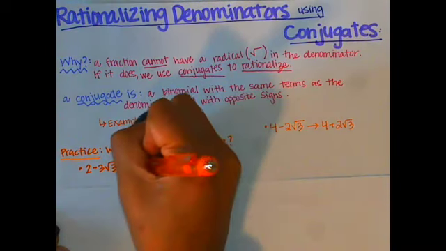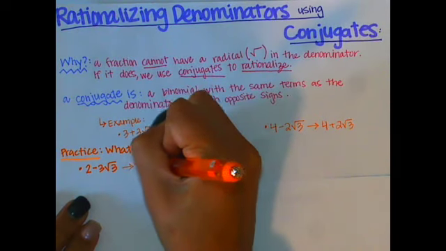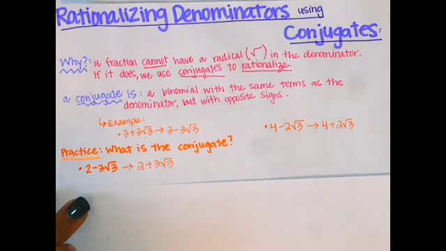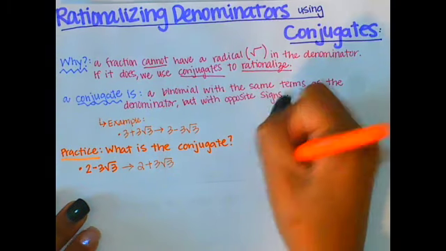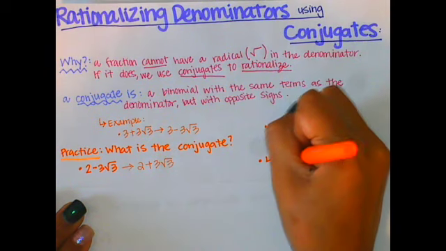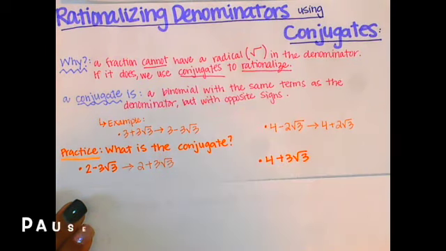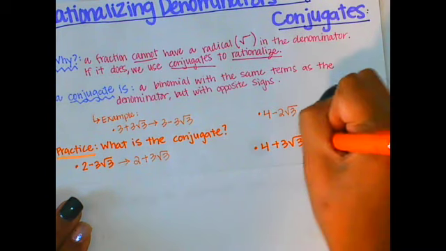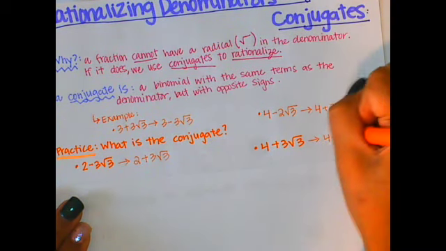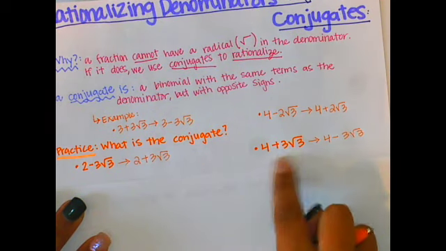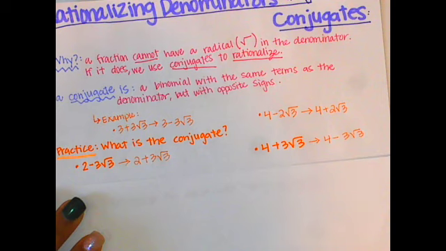You should have gotten 2 plus 3 radical 3. What is the conjugate of 4 plus 3 radical 3? You should have gotten 4 minus 3 radical 3. The terms stay the same. The only thing that changes is the sign between them.